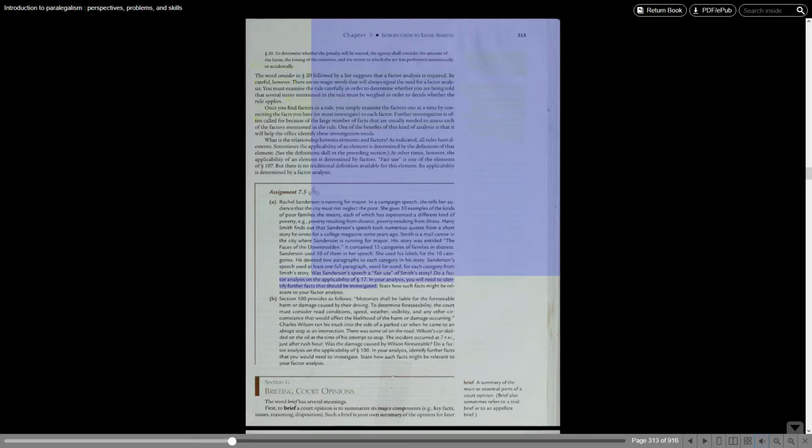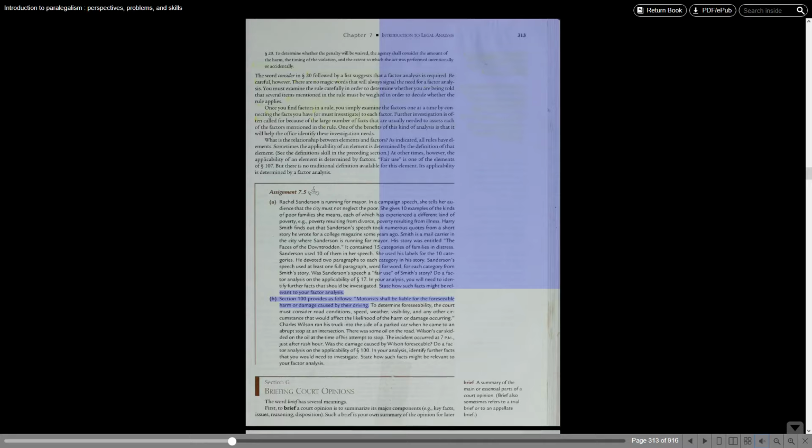Was Sanderson's speech a fair use of Smith's story? Do a factor analysis on the applicability of 17. In your analysis, you will need to identify further facts that should be investigated. State how such facts might be relevant to your factor analysis.